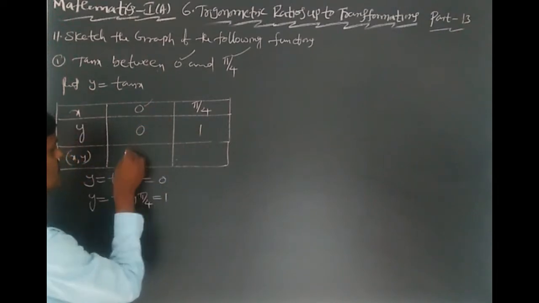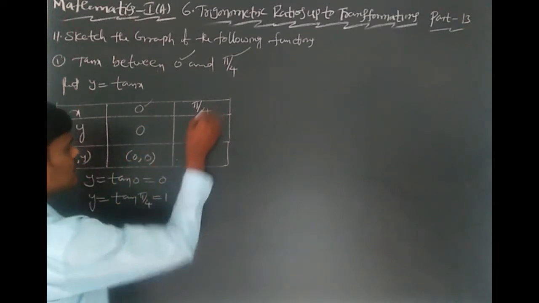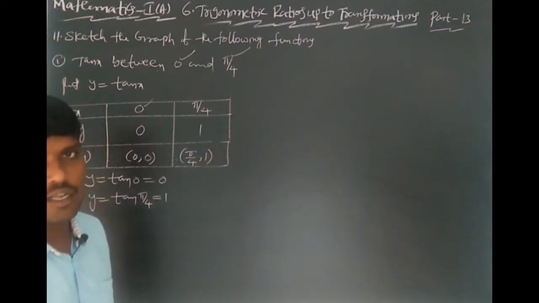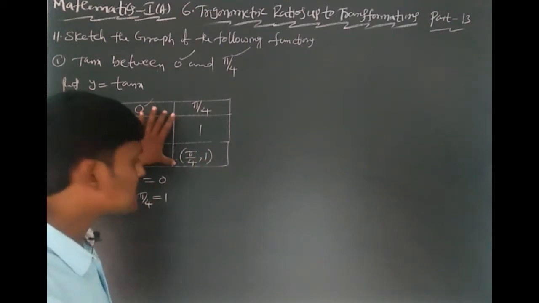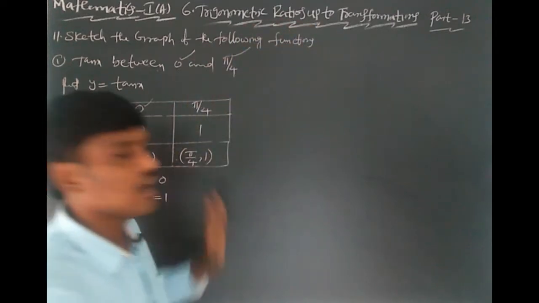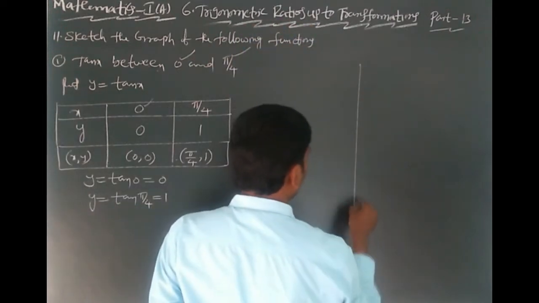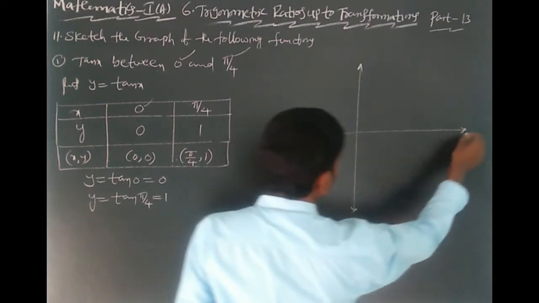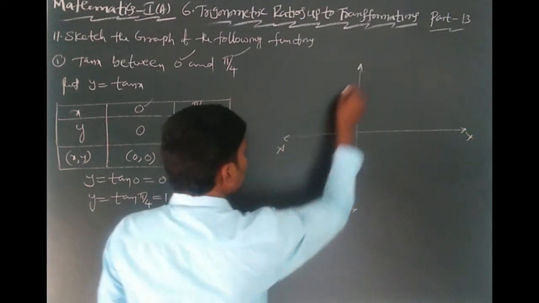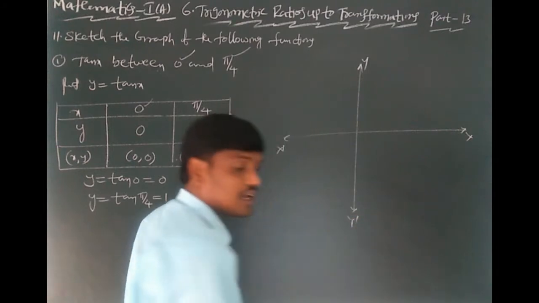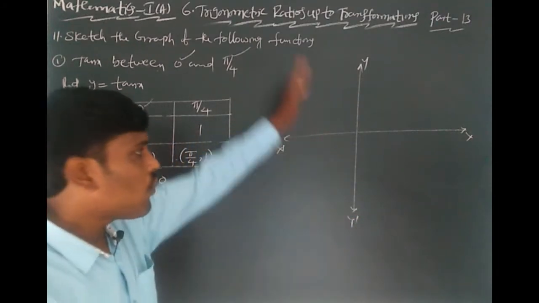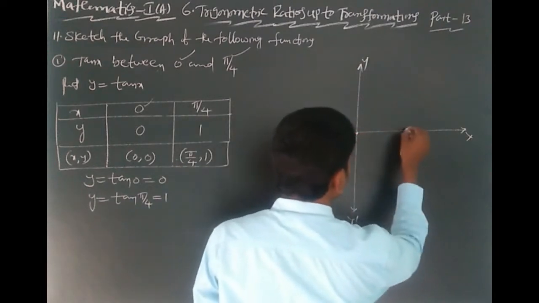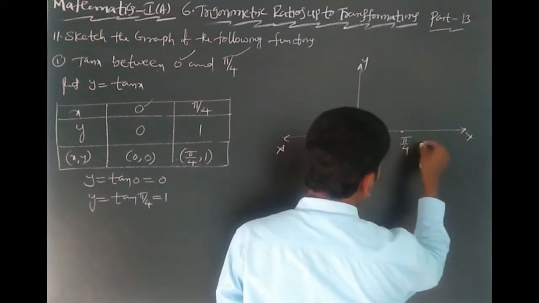What are the ordered pairs? This one is the ordered pair 0, 0. This one, pi by 4, 1, is the ordered pair. Using these ordered pairs, you can draw the graph on the two-dimensional coordinates. This one is the x-axis. On the x-axis we locate radians or degrees. On the y-axis we locate real numbers. This one is 0, and this one is pi by 4.